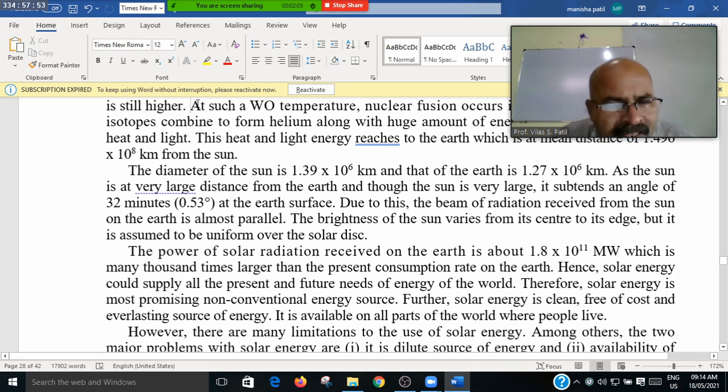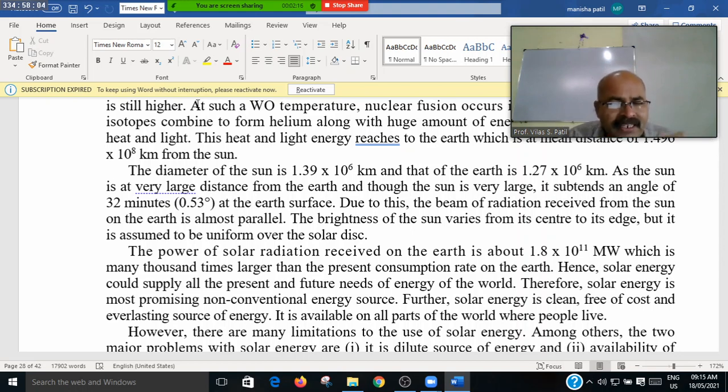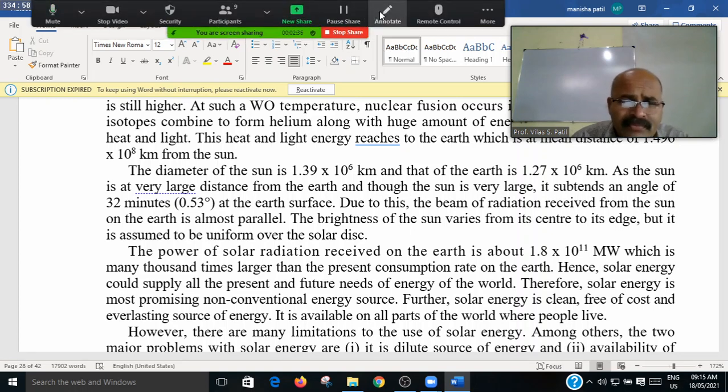That is, the diameter of the sun is 1.39 × 10^6 kilometers and the earth is 1.27 × 10^6 kilometers. As the sun is at a very large distance from the earth, it can subtend an angle of 32 minutes.